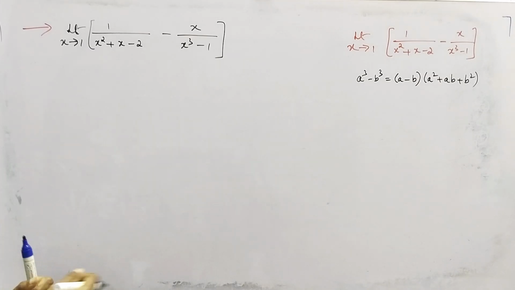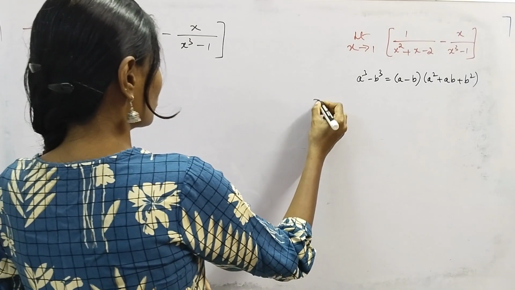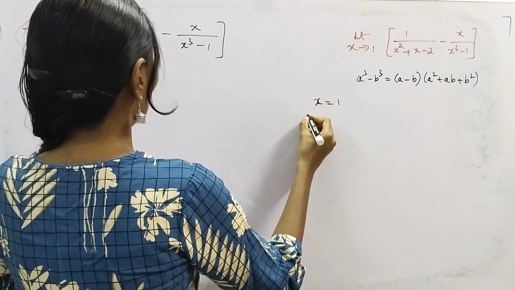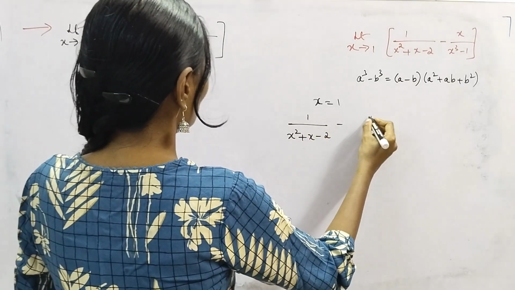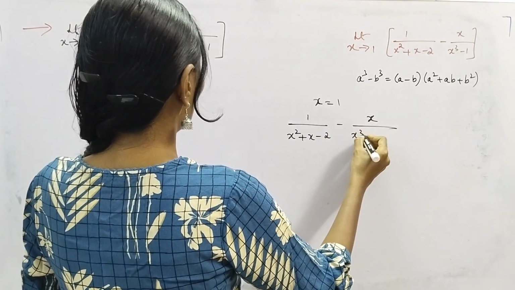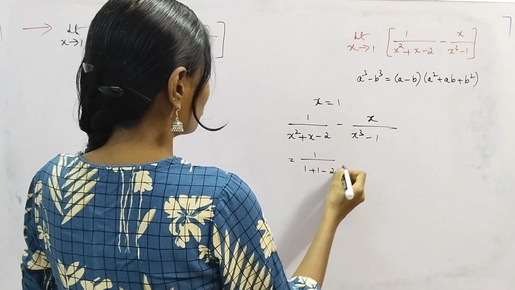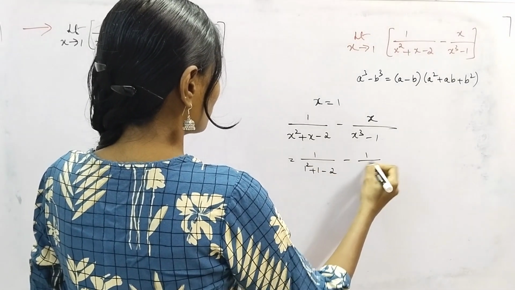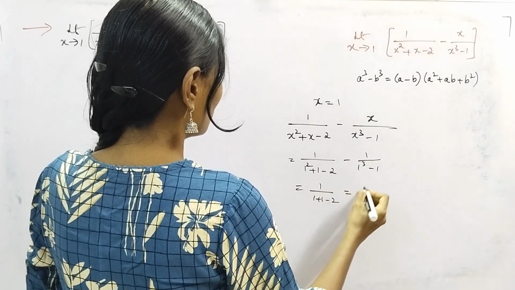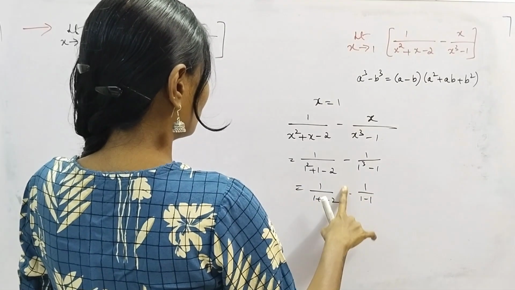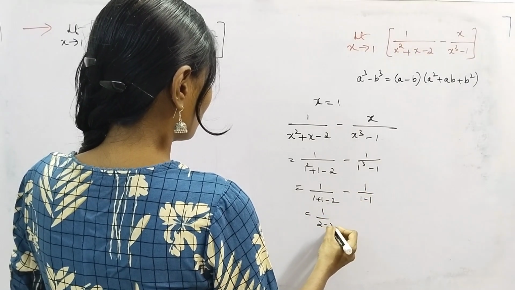Let's use the direct substitution method and see what we are going to get. If we substitute x equal to 1 in the given expression, that is 1 by (x square plus x minus 2) minus x by (x cube minus 1), we'll get 1 by (1 square plus 1 minus 2) minus 1 by (1 cube minus 1), which gives us 1 by (1 plus 1 minus 2) minus 1 by (1 minus 1), equal to 1 by (2 minus 2).